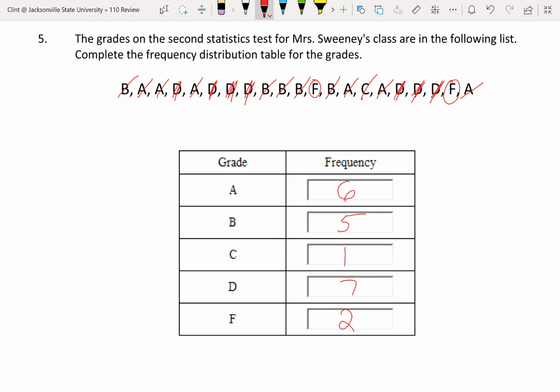And to check yourself, what I would recommend is counting how many grades we had and then make sure that if you add these up, you get that same number. Make sure you didn't miss one. So let's see if this came out right. I can cheat because I have the key up here. 6, 5, 1, 7, 2. Questions on that one? Frequency is just a count. That's almost a vocabulary question.